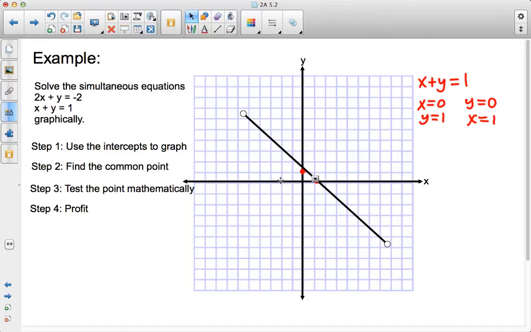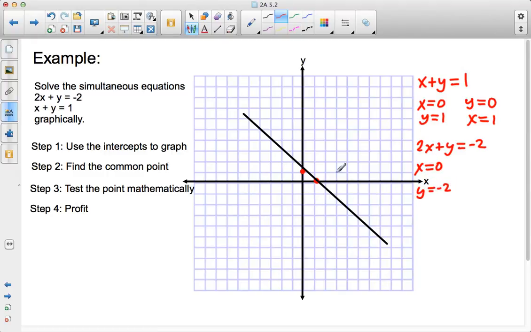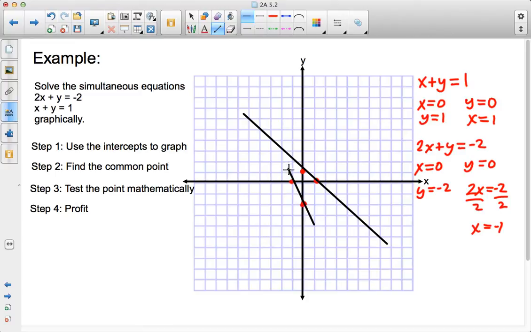It should go something like that. Okay. So now my next equation is 2x plus y equals negative 2. Well, using the x and y intercepts, if x equals 0, then y equals negative 2. So my first point is at 0 comma negative 2, which is about right there. Then if y equals 0, I'm left with 2x equals negative 2. So solving for x, I get x equals negative 1. So that's about right here. I'm going to take another line and connect those 2 points.